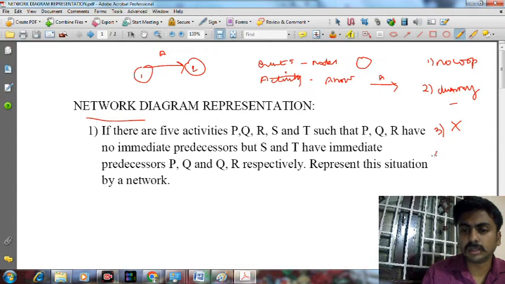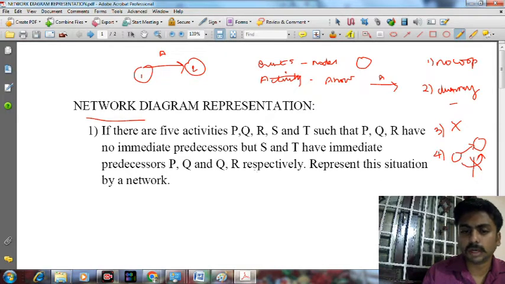And the fourth condition, so actually there are only three conditions, but this fourth condition is hidden in your network diagram representation. There should be only one activity between two nodes. There should not be another activity between the same two nodes. If it is so, it is wrong. So these are the four rules.